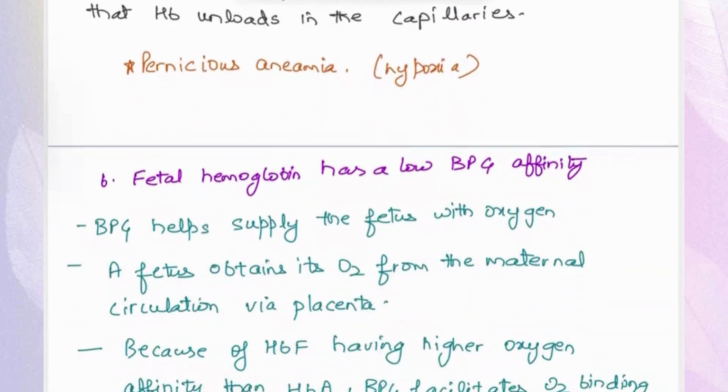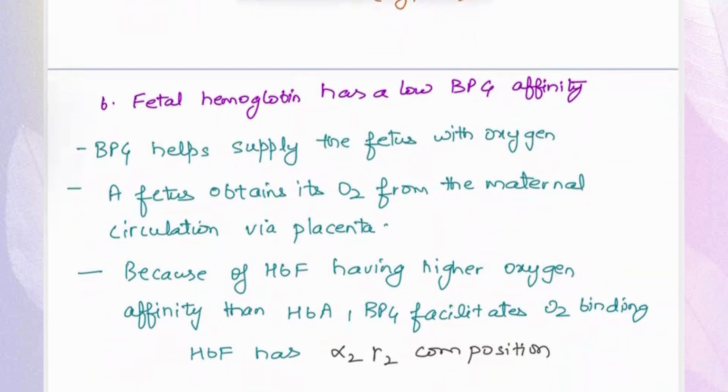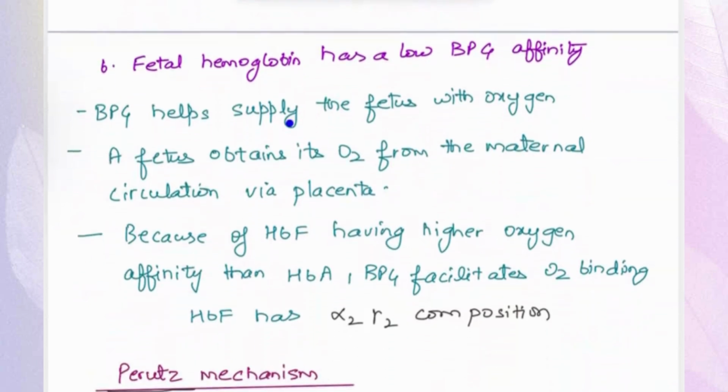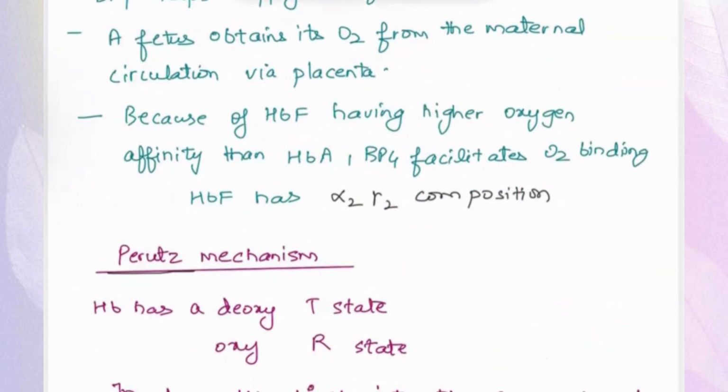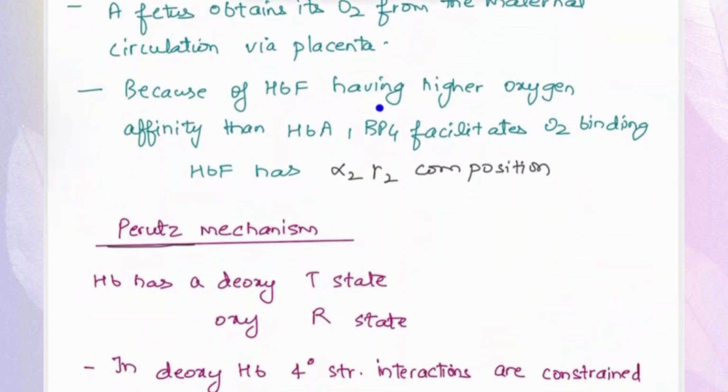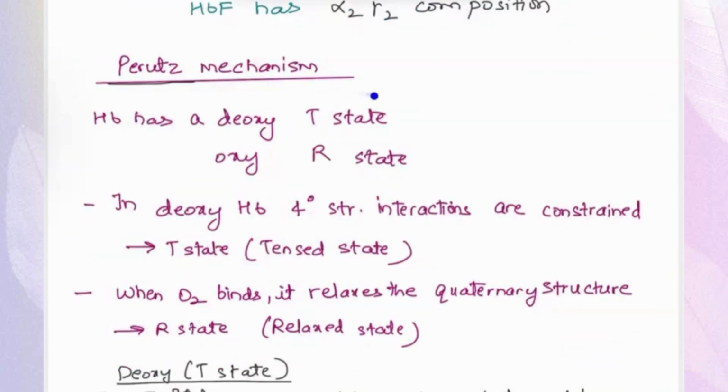And fetal hemoglobin has a low BPG affinity. So BPG helps supply the fetus with oxygen. A fetus obtains its oxygen from the maternal circulation via the placenta. Because HbF has higher oxygen affinity than HbA, it facilitates oxygen binding, and HbF has an alpha-2 gamma-2 composition instead of alpha-2 beta-2.